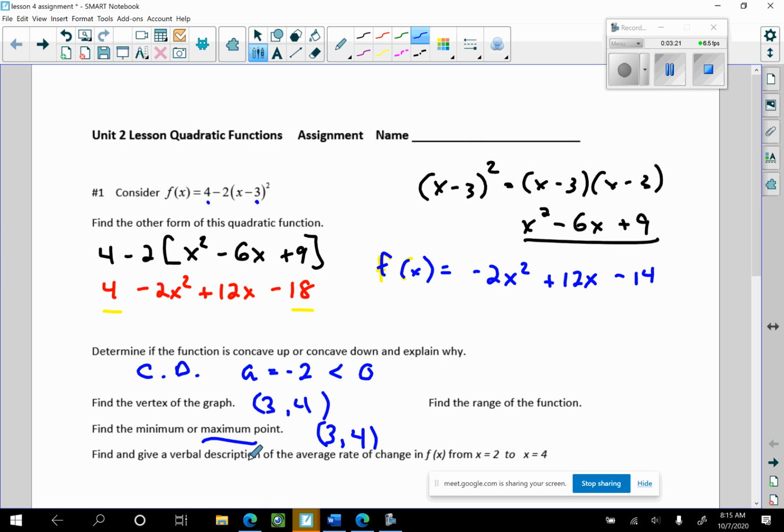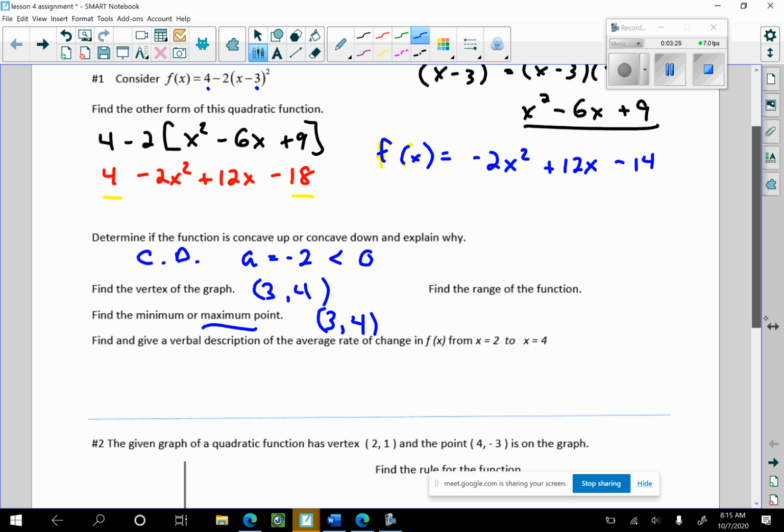And that's going to tell us about the range of that function as well. So what is the range since it's concave down? And if I did a little graph here, this point right here is 3, 4. And the range of that is going to be y such that y is less than or equal to 4.